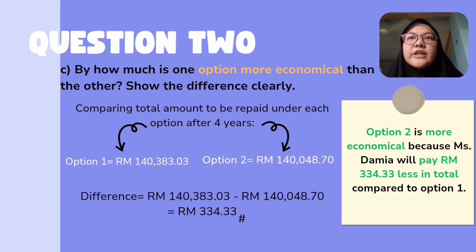Question C, by how much is one option more economical than the other? Show the difference clearly. Okay, so we'll be comparing the total amount to be repaid under each option after 4 years. Option 1, we get RM 140,383 and 3 cents, and option 2, RM 140,048 and 70 cents. The difference is RM 334 and 33 cents. So I think option 2 is more economical because Miss Damia will pay RM 334 and 33 cents less in total compared to option 1.